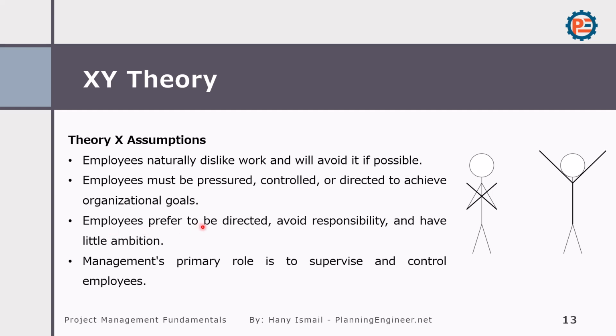Employees prefer to be directed, avoid responsibility, and have little ambition. Management's primary role is to supervise and control employees. So in short, Theory X will assume that employees are lazy by nature. They will escape from the work. You need to follow them step by step.